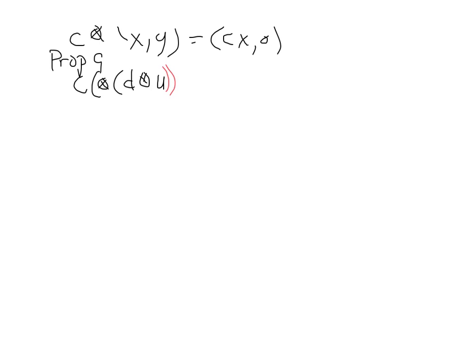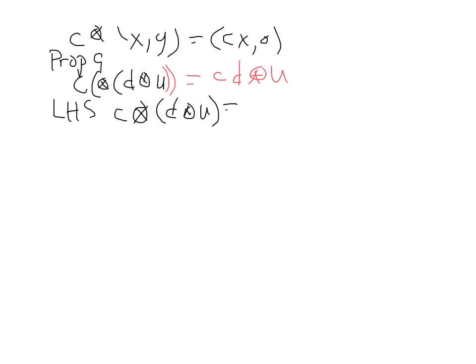And that simply is supposed to equal to cd circle times u. So let's take our left-hand side, and we have c circle times d circle times u.